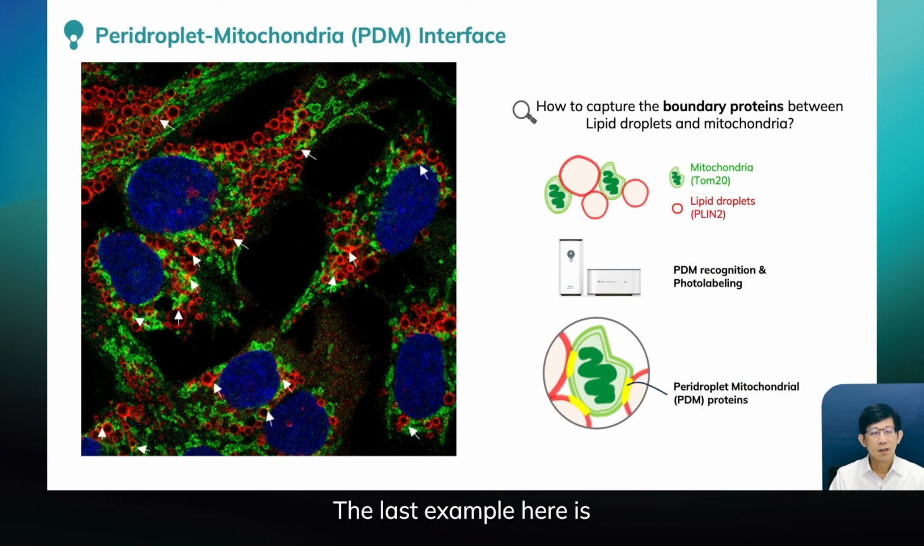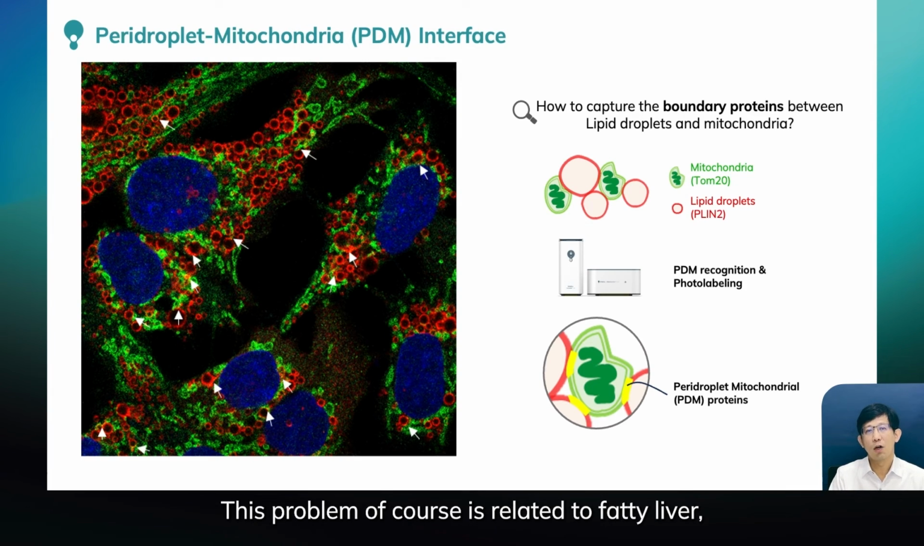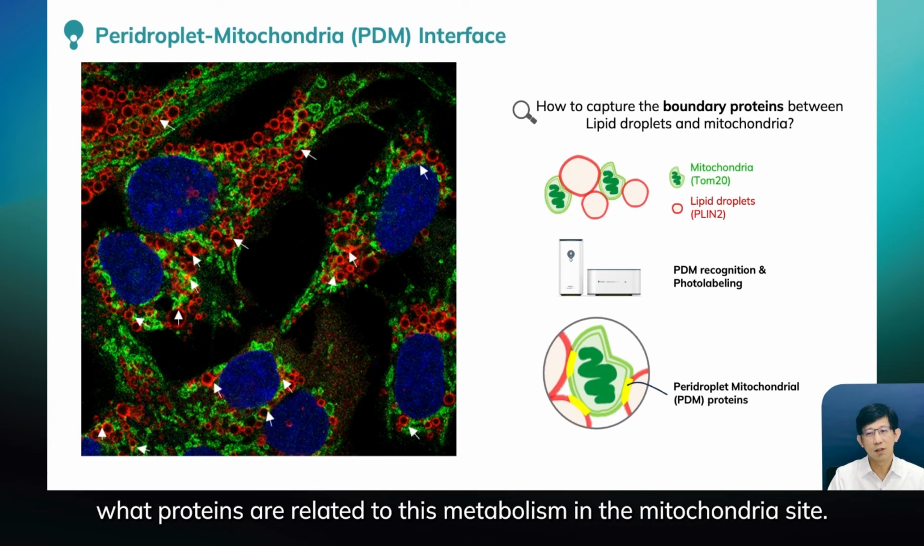The next example is toward a very small area, this lipid droplet mitochondria interface. This kind of organelle interface is a super tiny location. And this problem, of course, is related to fatty liver. So we treat these liver cells with oil, the fatty acid, in this case oleic acid, and then try to see, when the lipid droplet aggregates, what proteins are related to this metabolism at the mitochondria site.